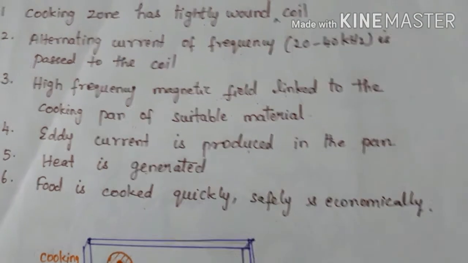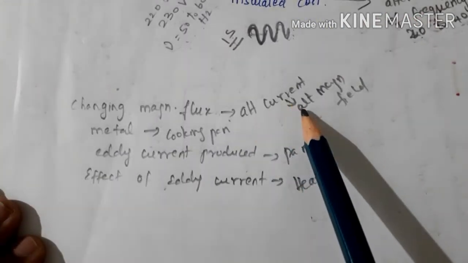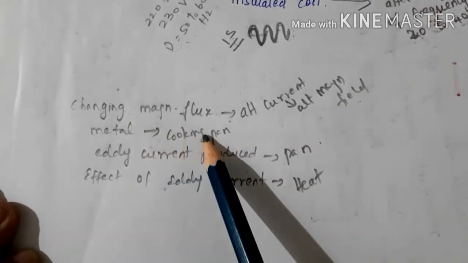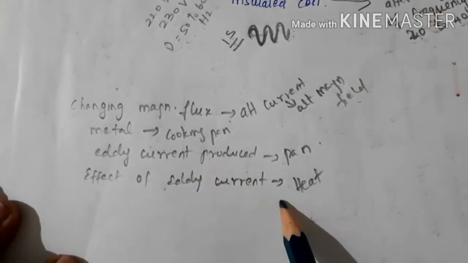Right. Now you try to answer these questions, children. Changing magnetic flux is produced by the alternating current, hence the alternating magnetic field is obtained. The metal used is the cooking pan, eddy current is produced in the cooking pan, and the effect produced due to the eddy current is heat. Shall we pass on to the next application?